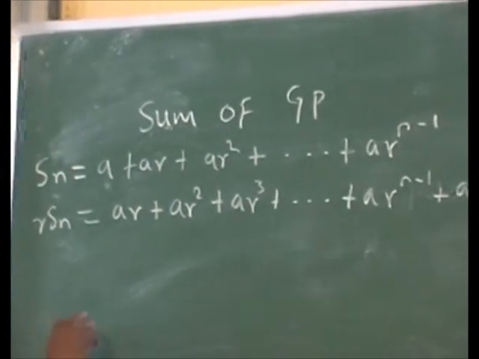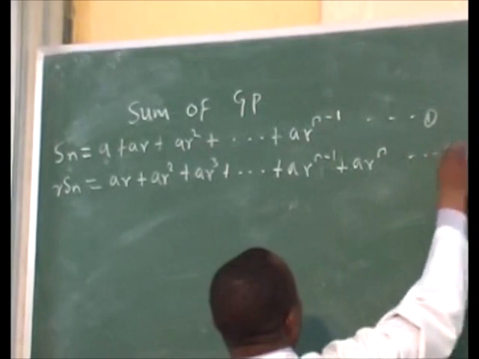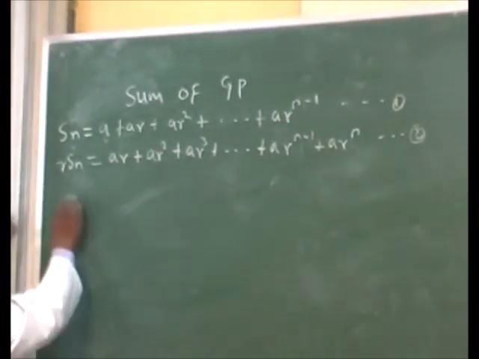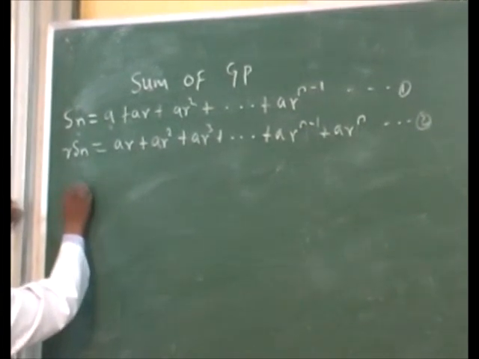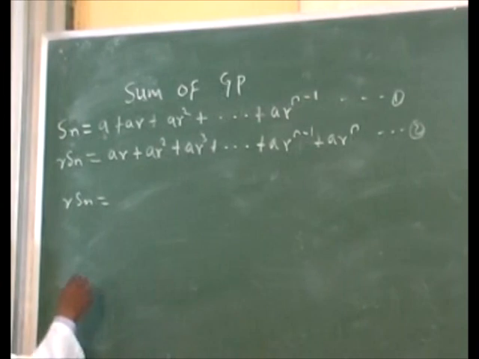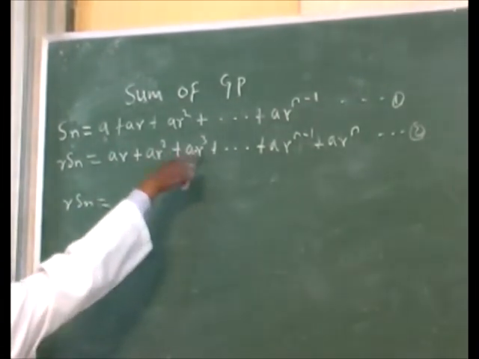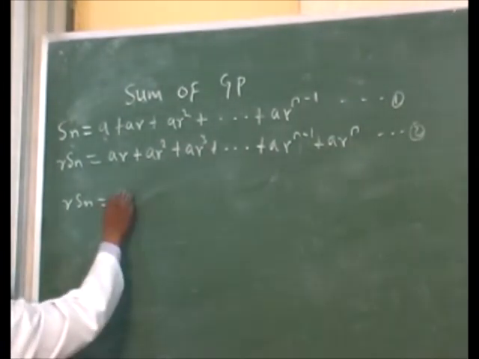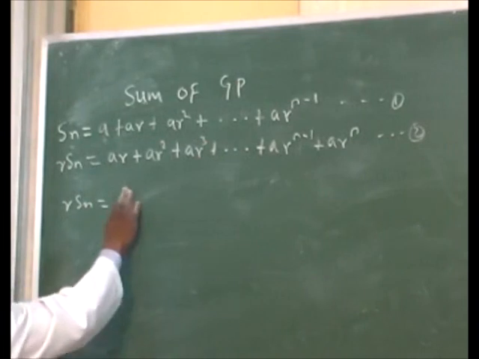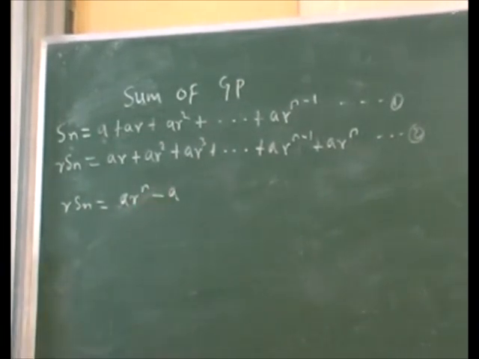Now, let me call this one equation 1 and call this one 2. If I subtract equation 1 from 2, I will have R Sn minus Sn will be equal to, of course, this will cancel this, and all of them will go. So the only one that remains is there. So we'll have, this will cancel, we'll have AR^n minus A.